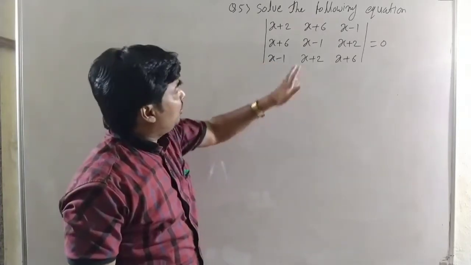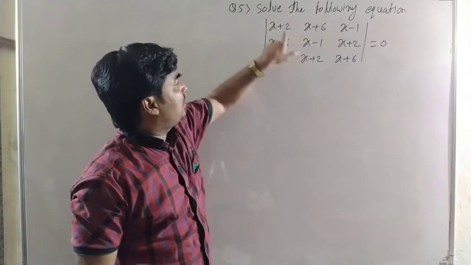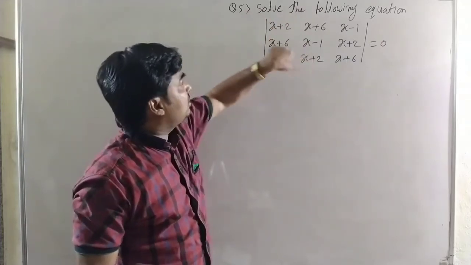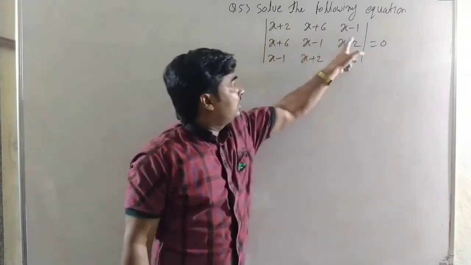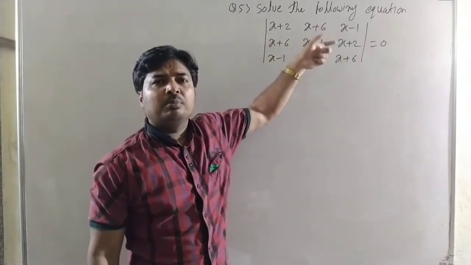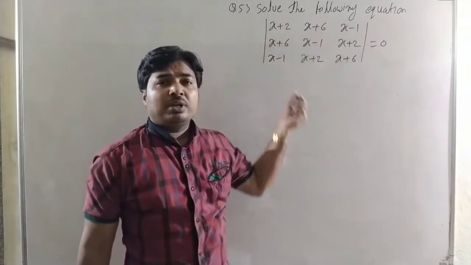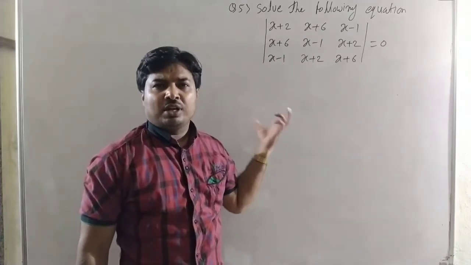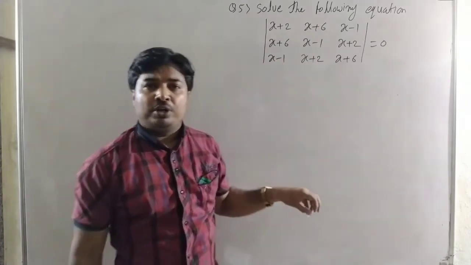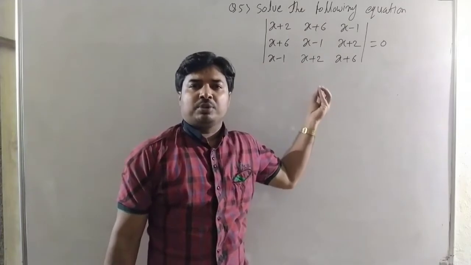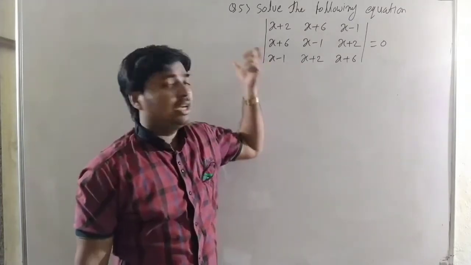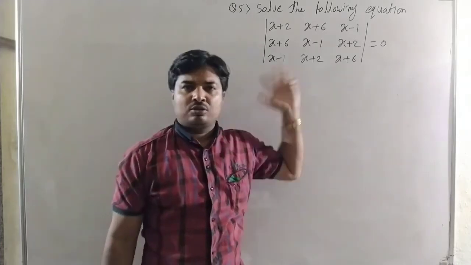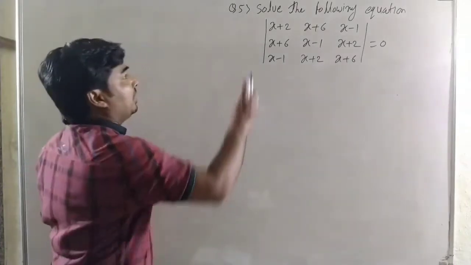Here we can directly expand this determinant, that means find the value of this determinant: x plus 2, and then in the multiple of x plus 2 we take the determinant of this term. But expanding it is a lengthy method. So by using the properties of determinants we first simplify this determinant, and then we expand this determinant and solve it. See carefully, it is an example.